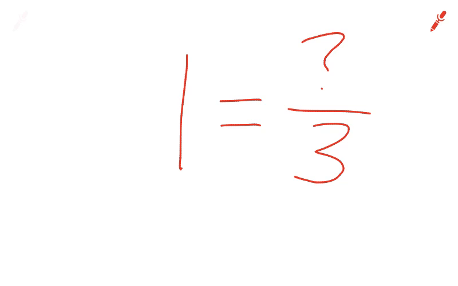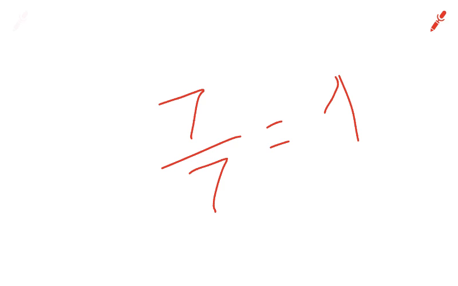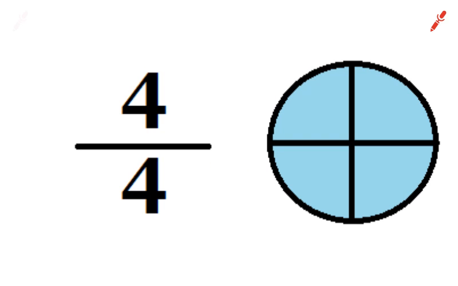Now, if you remember, we talked about in a previous lesson that 4 over 4 equals 1. And we also talked about how, I'm just making up another one here, 7 over 7 equals 1. And 100 over 100 equals 1. All of these will equal 1. Any number over itself will equal 1.